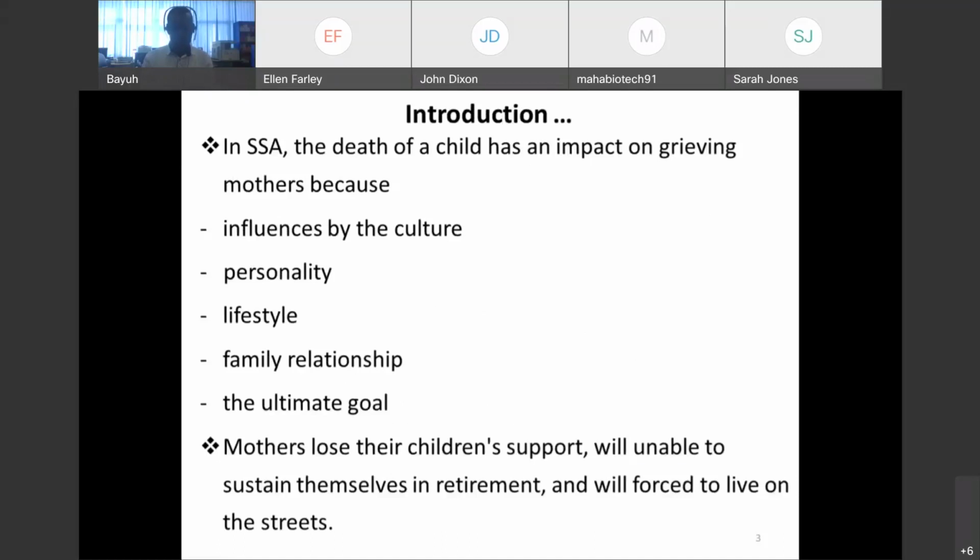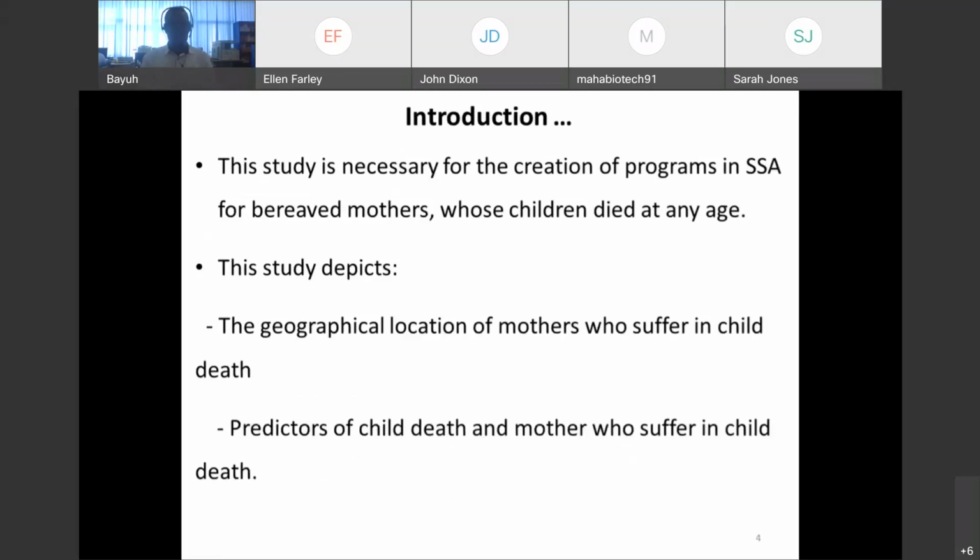Families. Mothers who lost their children's support will be unable to sustain themselves in retirement and will be forced to live in the street. This study is necessary for the creation of programs in Sub-Saharan Africa for bereaved mothers whose child died at any age. This study indicates the geographical location of mothers who suffer from child death and the predictors of child death and of mothers who suffer from child death.